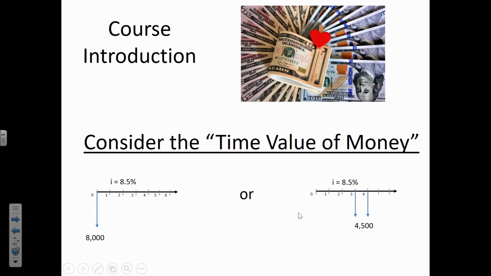So this illustration is just showing, for instance, which is better: to receive $8,000 in the present, or to receive two equal payments of $4,500 at 3 and 4 years in the future? Well, 4,500 plus 4,500 is 9,000. So someone who doesn't understand the time value of money would just say, well, automatically the one on the right is better, because 9,000 is more dollars than 8,000.